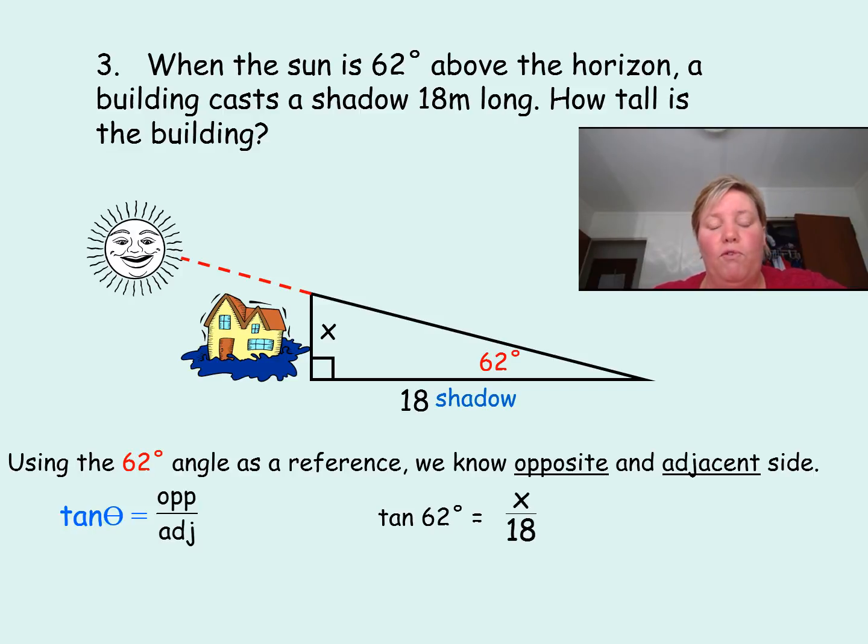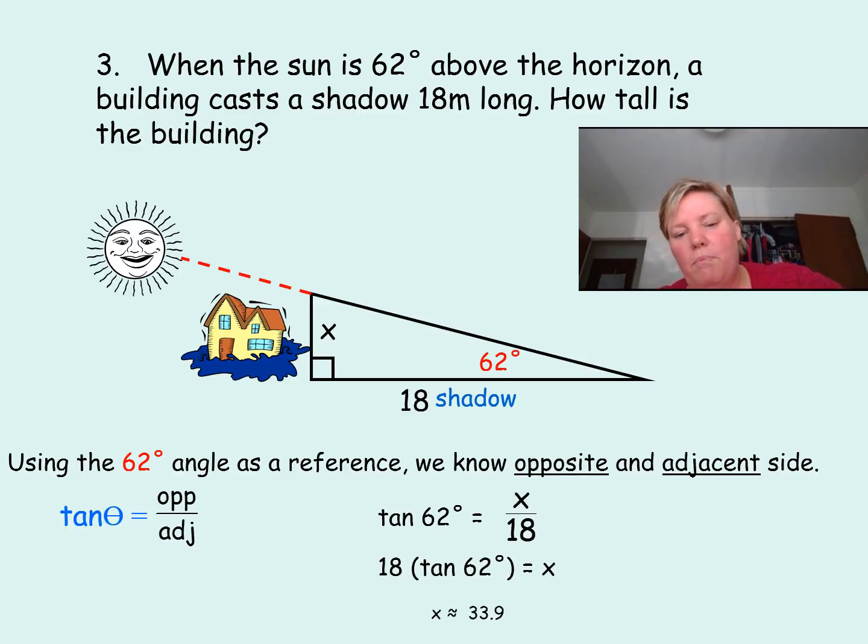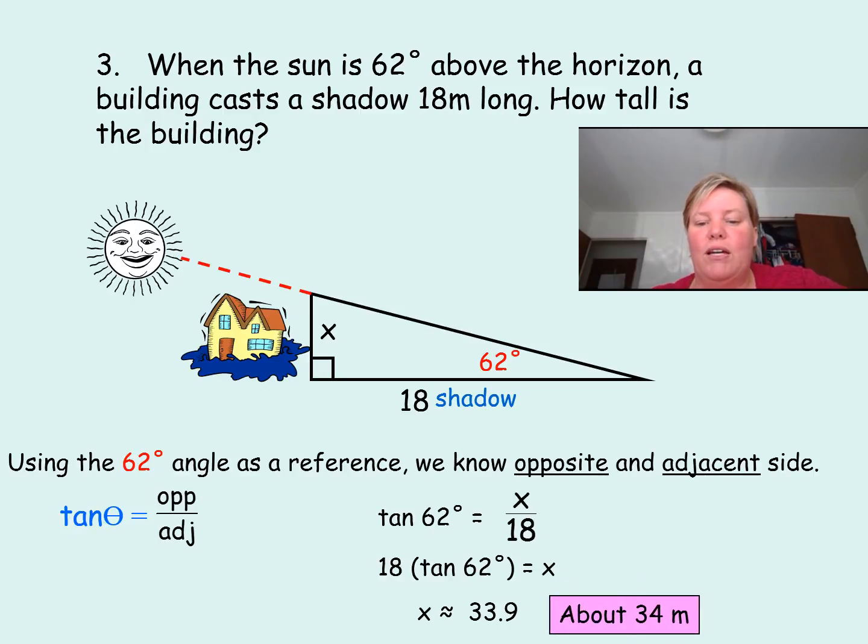Beautiful. Notice I put the formula down, then I've loaded into the formula. Let's do the rearrangement. Bob's your uncle. It's about 33.9 meters tall. Cool, eh? Kind of a useful thing to be able to do.